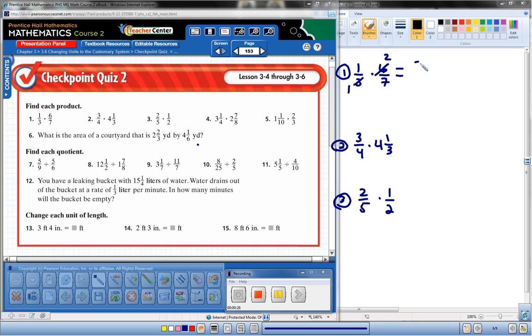Top times top is 2. Bottom times bottom is 7. 2/7 is our final answer. Number 2, mixed numbers are bad.